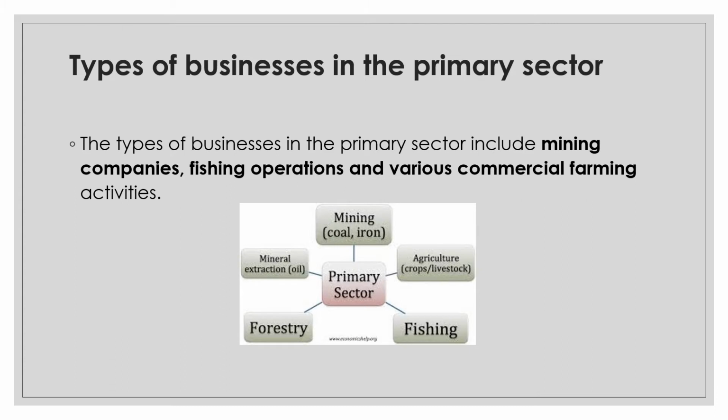Types of businesses in the primary sector. The types of businesses in the primary sector includes mining, fishing, and various commercial farming activities.